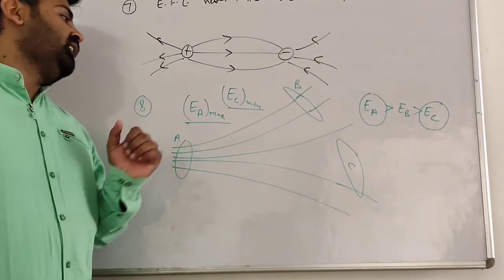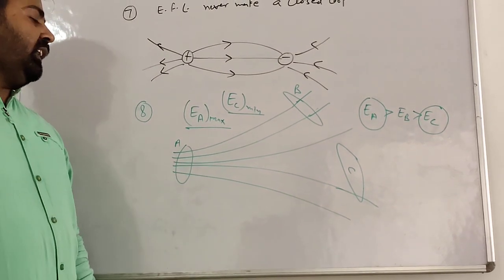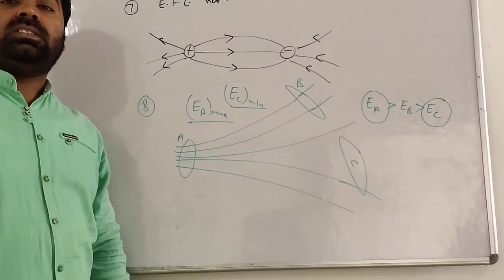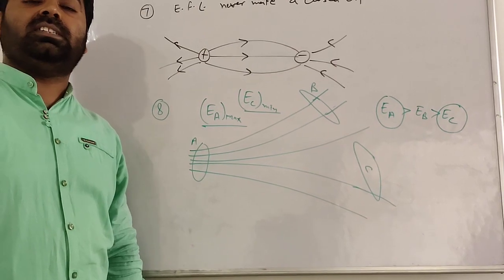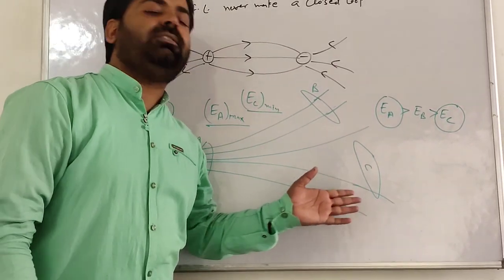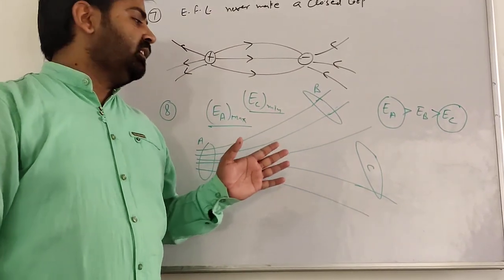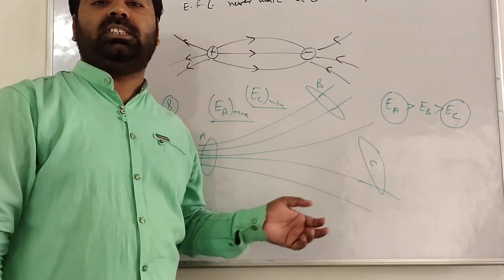So the property is, the region at which the electric field lines are very close is called maximum electric field intensity region, and the region at which the electric field lines are far away from each other is called minimum electric field intensity region.